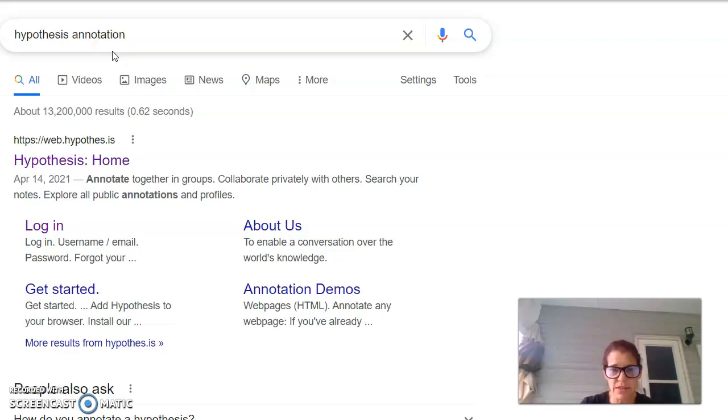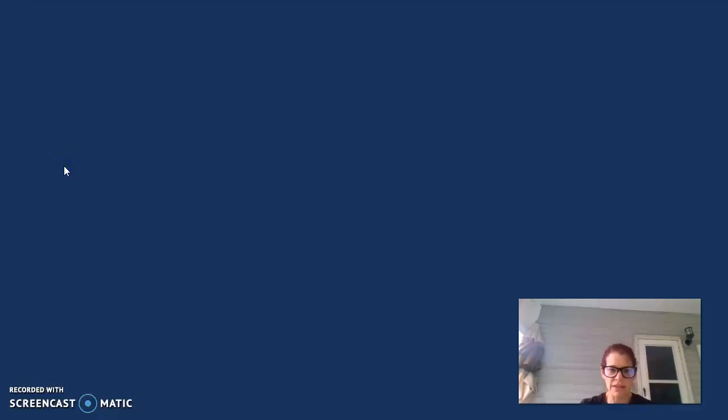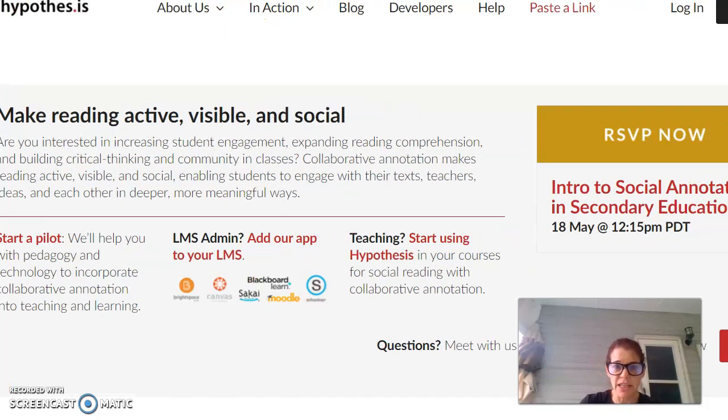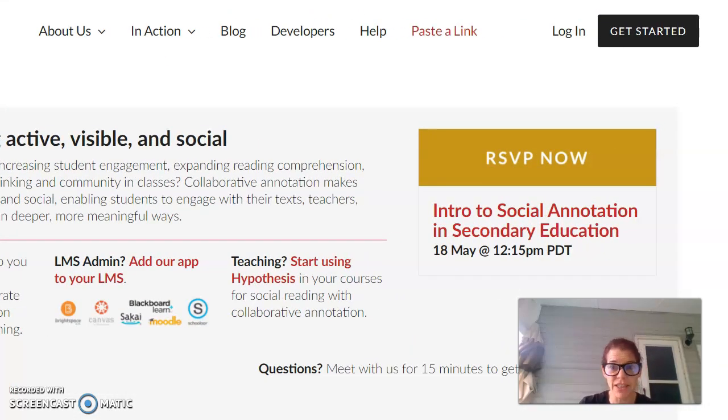If none of this makes sense to you, don't worry, you don't have to use this. If you're comfortable enough with the technology to add this to your Chrome browser, it's a great tool. If you're not, you don't need to use it. I looked up hypothesis annotation, and it will take you to this page that tells you what Hypothesis is. You can create an account, it's free, and you can get started. Hypothesis will let you annotate web pages, so it's really useful.